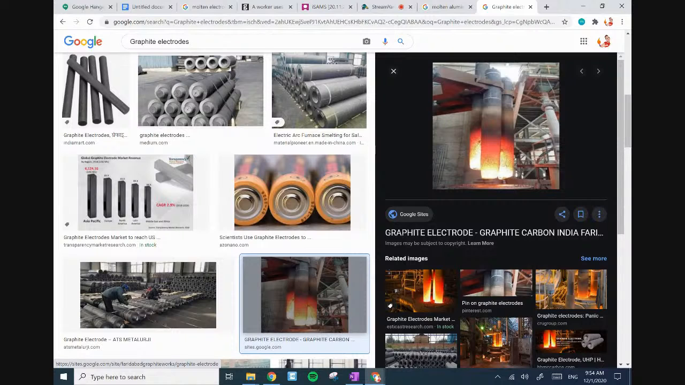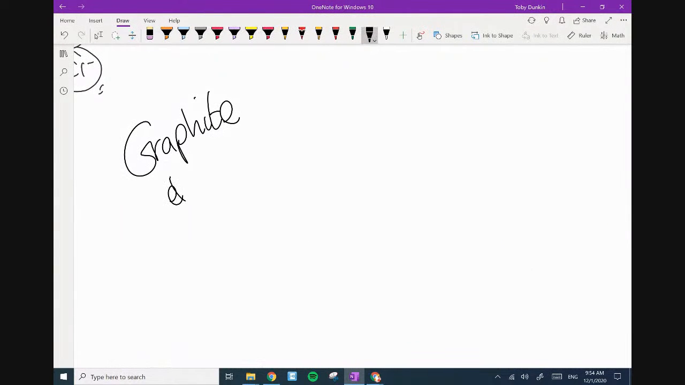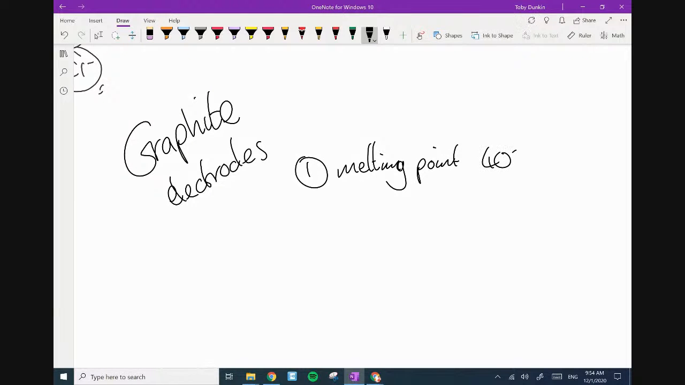Yes, use graphite, carbon. And these, because graphite has a melting point of 4,000 degrees Celsius. Let's make some notes. Graphite electrodes. Fact number 1, melting point: 4,000 degrees Celsius. You can put that, there's only one other material that beats graphite, and that's diamond. So you're going to be able to use it under any circumstances. It can always be used.